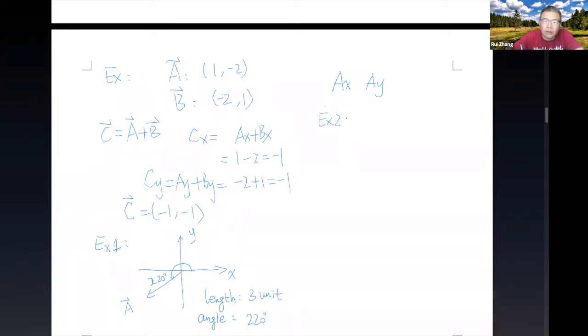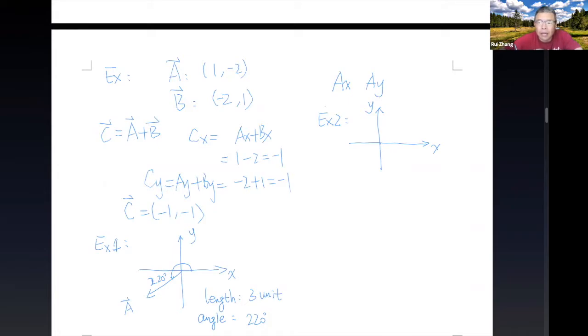Just finish the first one and then tell me your answer, and then go ahead and do the second one, okay? In the second one, we'll do the opposite, okay? Suppose we got the vector in components. How do we convert it back to length and angle, okay?